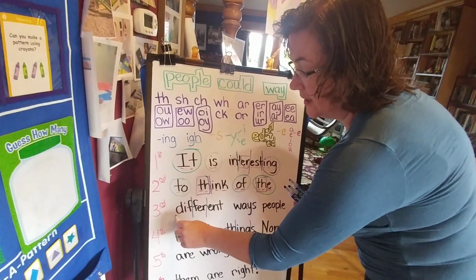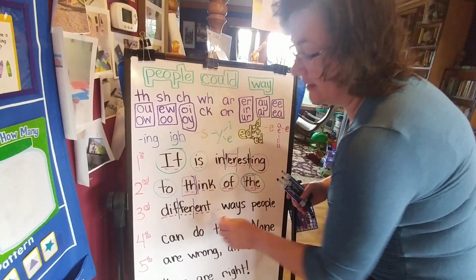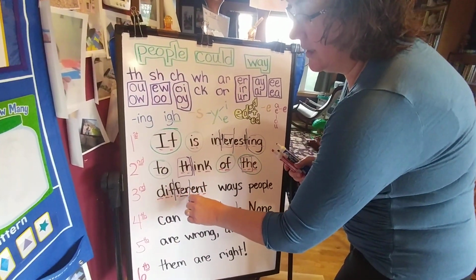Third line, different. Spell different with me. D-I-F-F-E-R-E-N-T. Oh, different. I see a letter pair right in the middle. E-R.